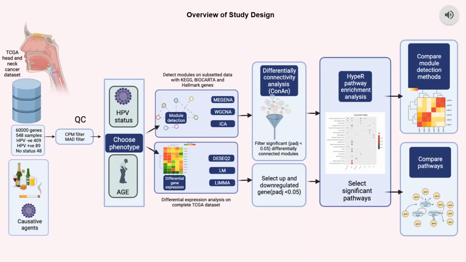This filtered dataset is used for single gene differential expression analysis using three different methods, limma, LM, and DESeq2, followed by pathway enrichment analysis on the differentially expressed genes using the HiPathway tool. For module detection, we further filtered this dataset to only include genes from cancer, immune, and metabolic pathways to reduce the computational complexity. Module detection was performed using three different tools, Megena, WGCNA, and ICA.